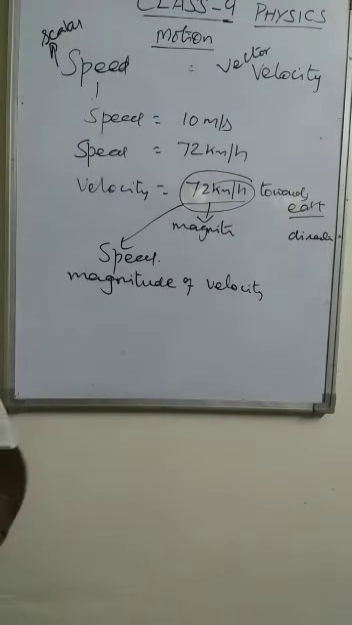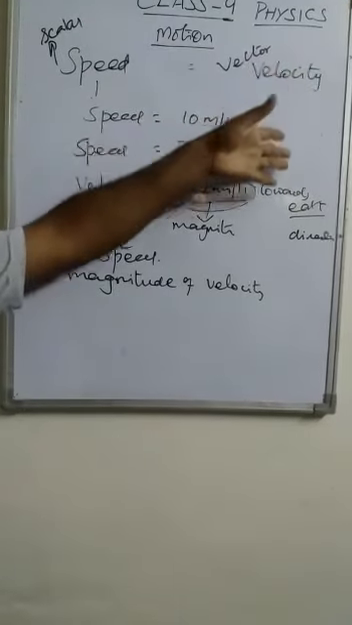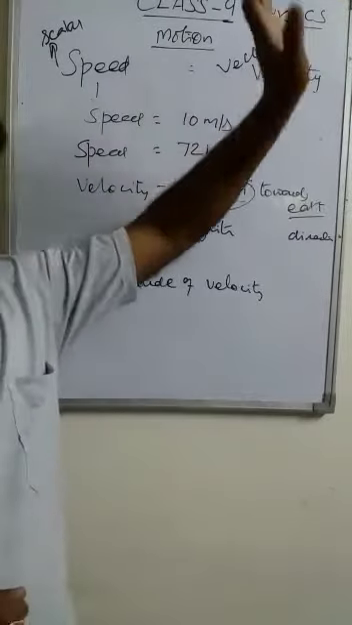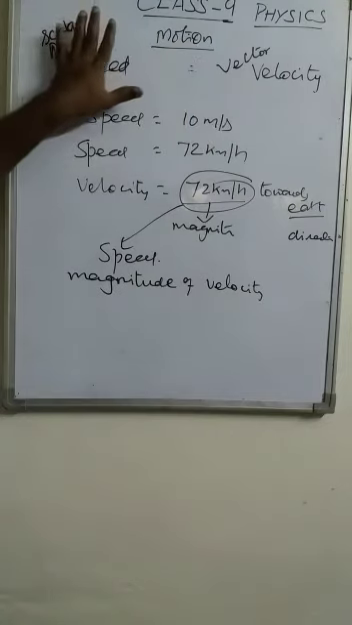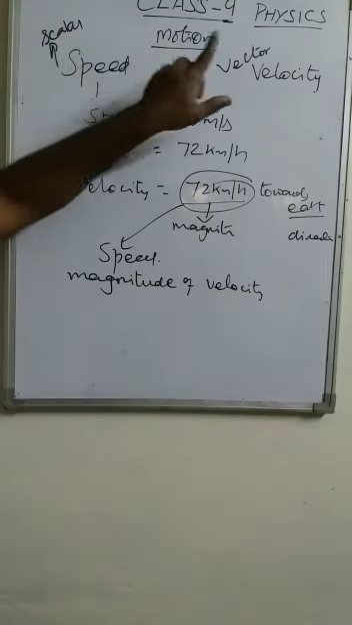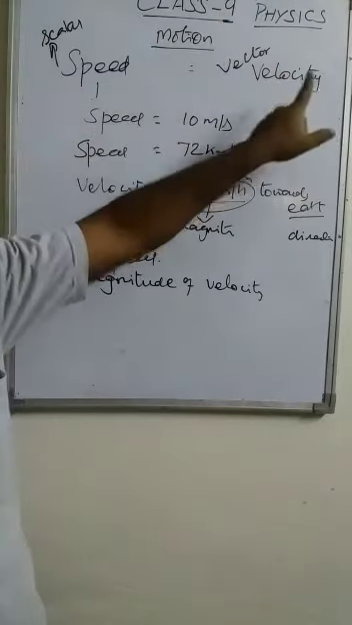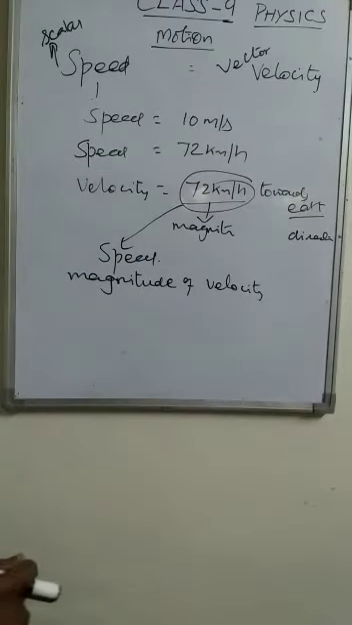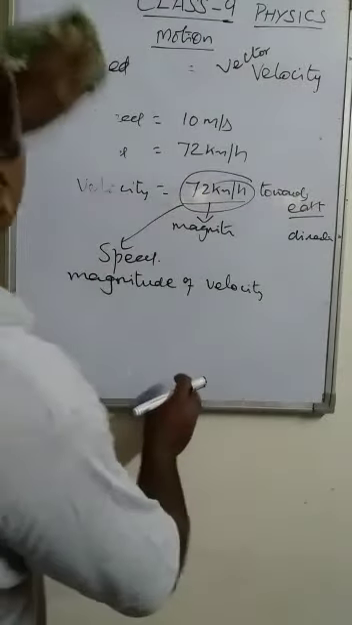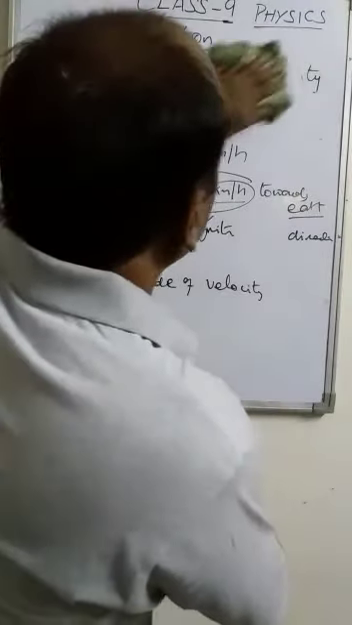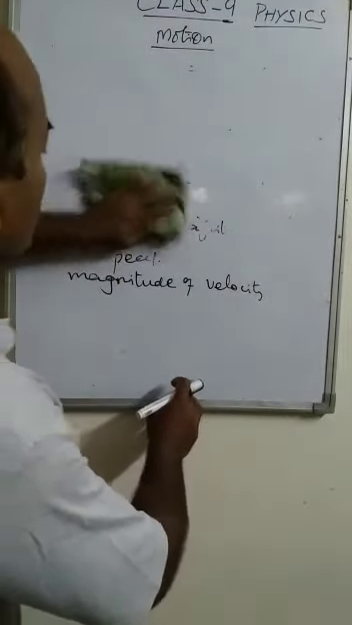Like other differences, speed is always positive, and velocity may be positive, zero or negative, anything. And speed is always greater than or equal to the magnitude of velocity; velocity is always less than or equal to the speed. So this can be calculated. From the calculation, we can find out the differences between speed and velocity.